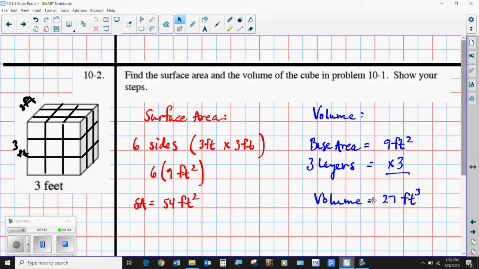Okay. Then this shows a volume of 27 cubic feet. So once again, surface area is finding the area of every face on your solid figure and then adding all those areas together. Volume is finding the total number of cubes that would fill up that space.